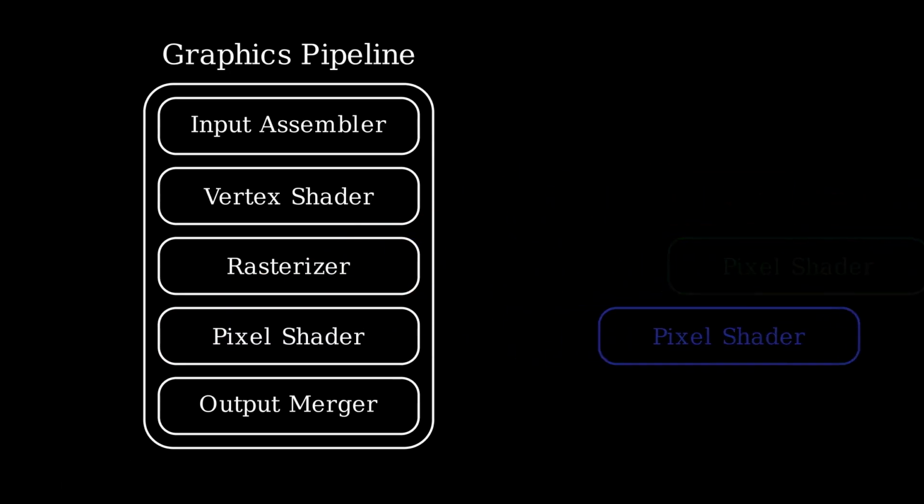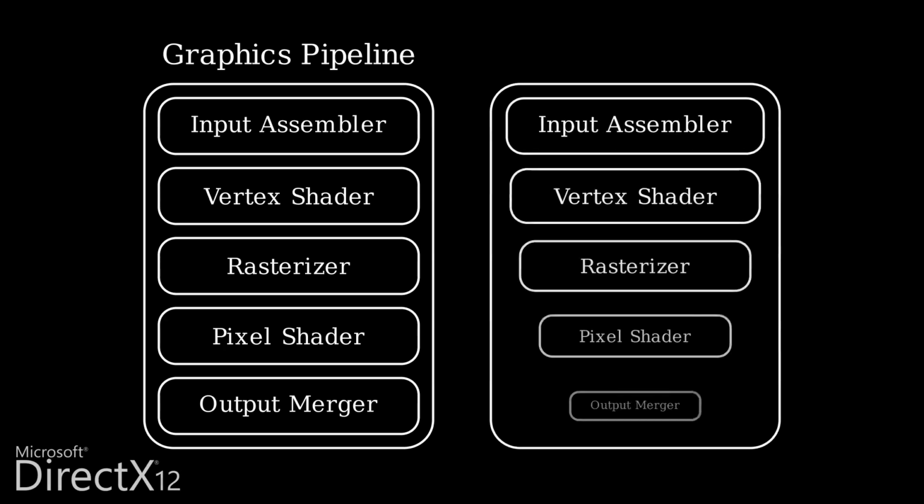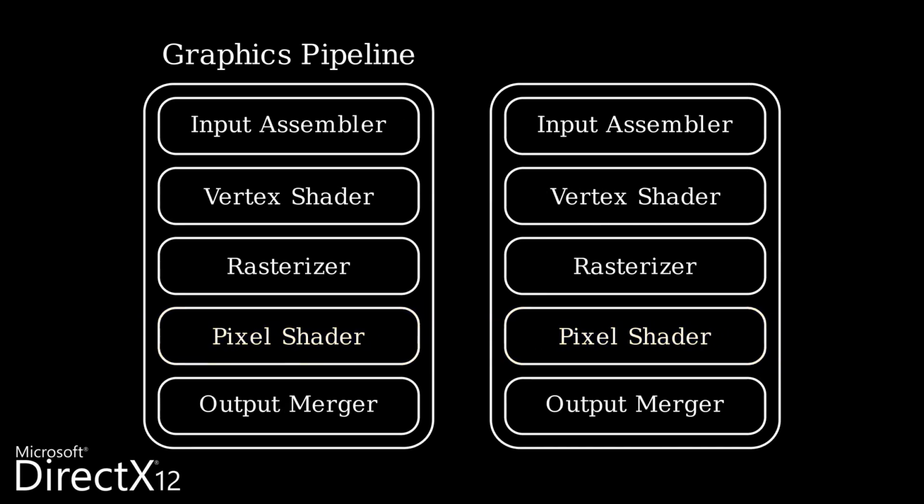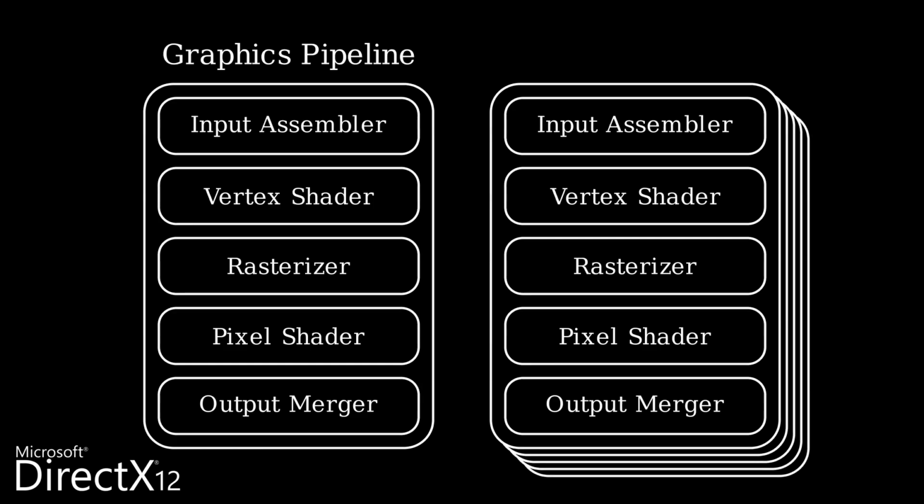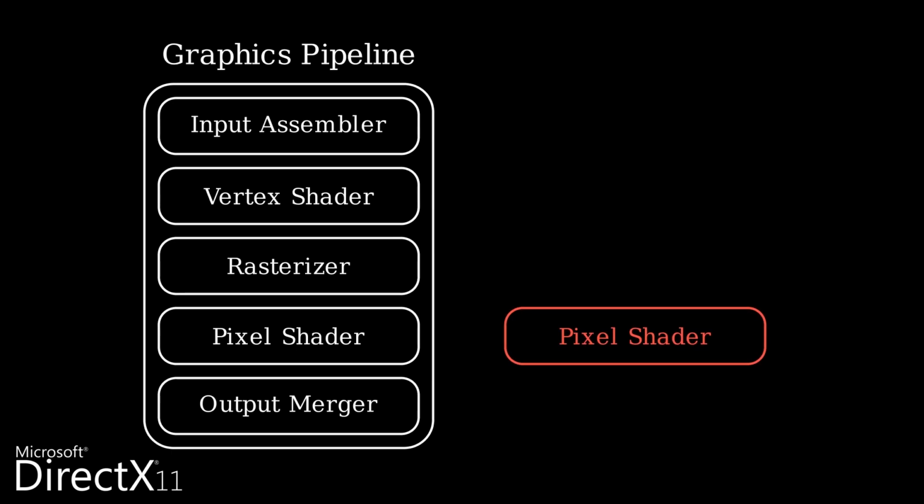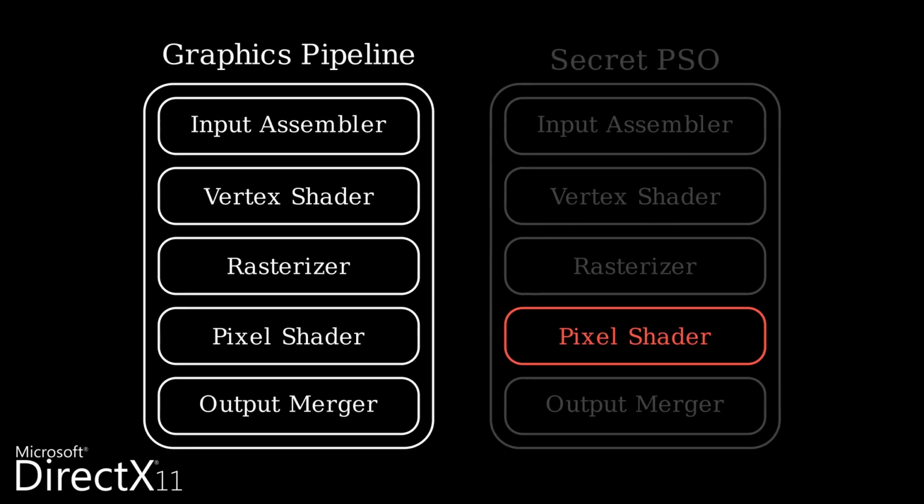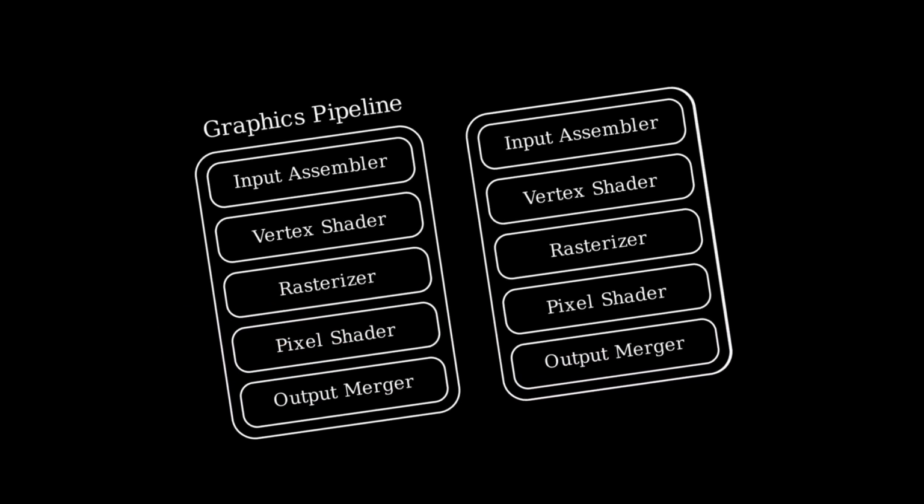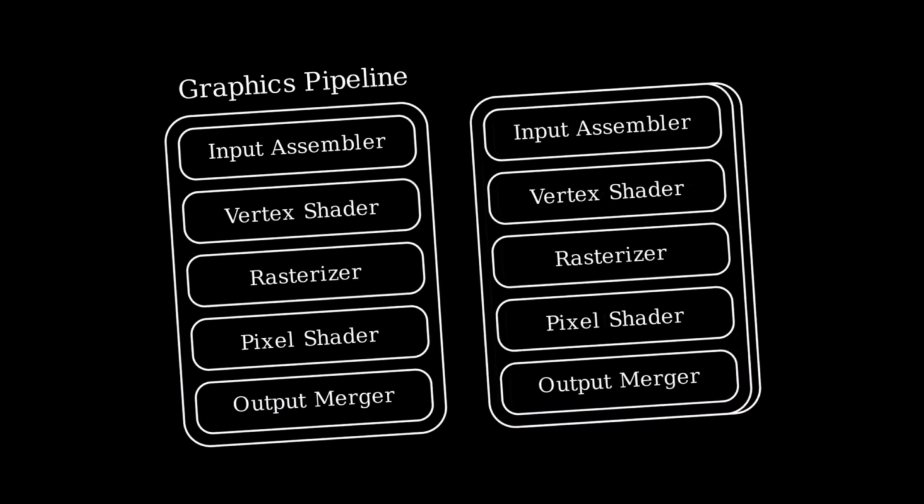But with 12, we can't just swap out a single stage of the pipeline. We have to swap out the entire thing, even if we only wanted to change one part. So now we have to prepare every possible combination of the stages we need ahead of time and store them as pipeline state objects. It's a lot more upfront work, but this extra work pays off. Whenever you changed any part of the pipeline in DirectX 11, it was secretly rebuilding the entire thing anyway, wasting CPU cycles. By setting everything up ahead of time in DX12, we can now switch pipeline states almost instantly.